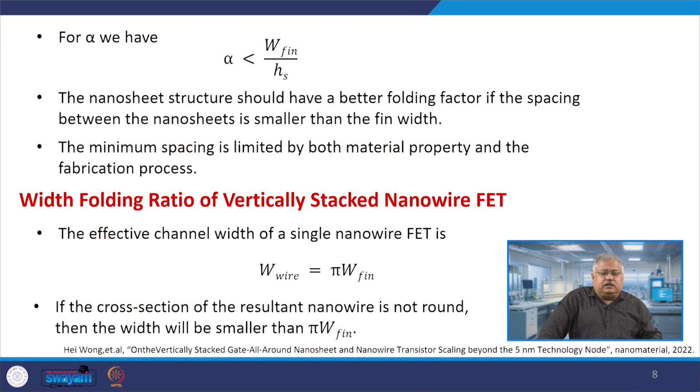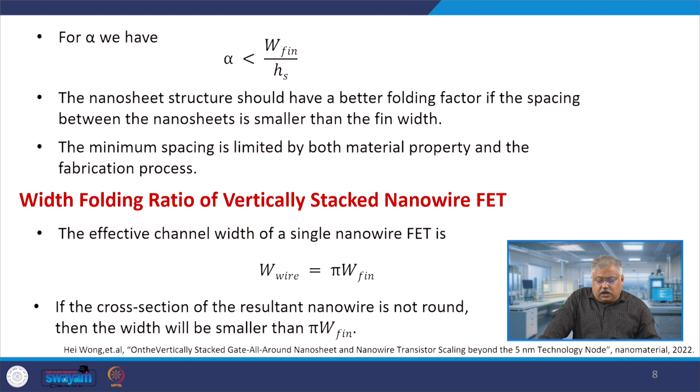And of course, as I discussed with you earlier during dielectric also, the minimum spacing is primarily limited by the material property and the fabrication process, right. If the material is not very reliable, you might have a leakage taking place. So those things will finally determine the final minimum spacing between the two nanosheets.